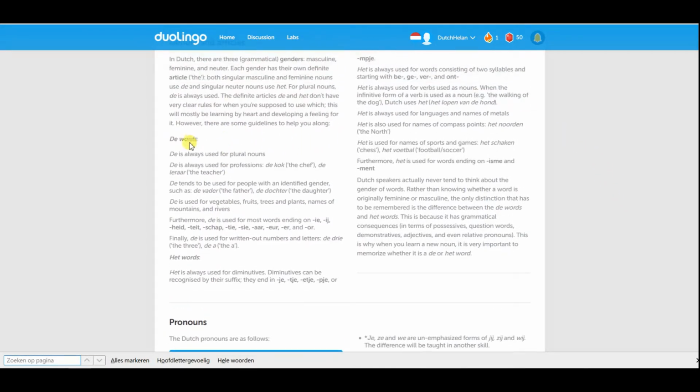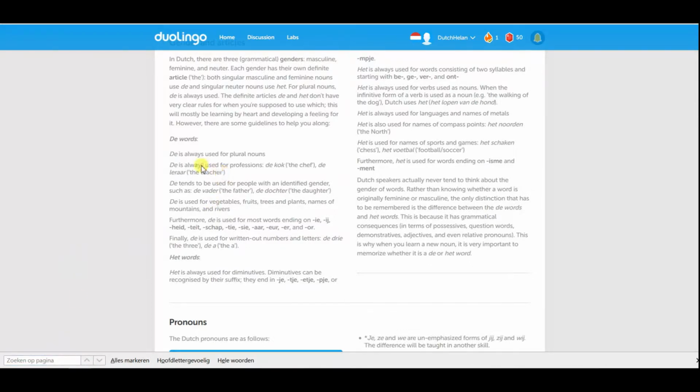For one, de is always used for plural nouns. So, for example, you have het huis. I'll type right here in the corner. Het huis, the house. But when it becomes plural, it is de huizen. And this works for everyone, so that's a very useful tip.